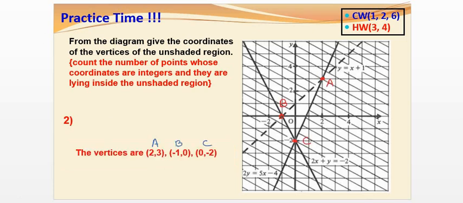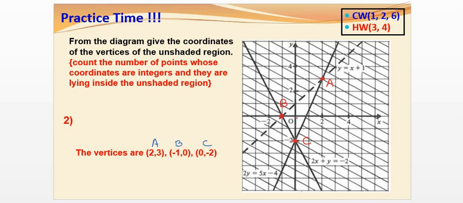Here are the coordinates for point A. This is point A, you can say the first vertex. To reach here you have to go 2 steps to the right and then 3 steps upward. So it's 2 3. To reach B, you have to go 1 step to the left, so it will be -1, and then we have to stay here. That means the y coordinate is 0.